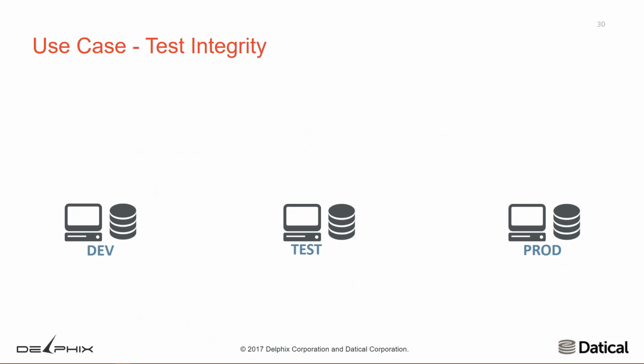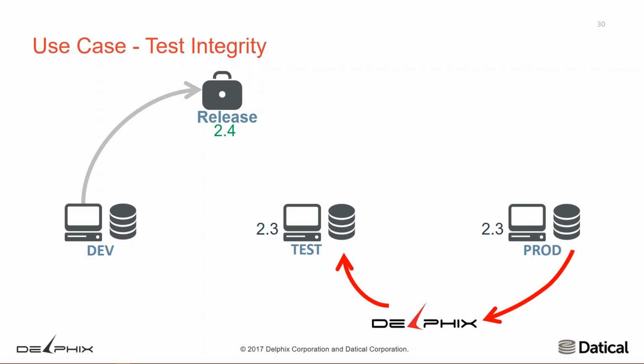So we've got another use case here, and I'm going to drill into this, and then we're going to talk about these things together. Just have a little discussion. You've got this release, we'll call it 2.4, popping out of development. This has got everything: your application, your database changes. And we're about to send this to test.